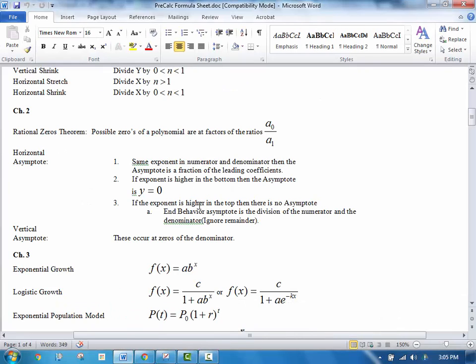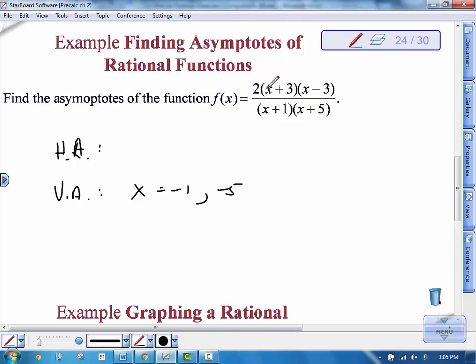So that's right here. It gives you all the information you need. Okay, now horizontal asymptotes, we actually have the same exponent in the numerator and the denominator for this problem, because if you FOIL this out and put it in standard form, you'd end up with 2x squared for your first term, and this one you'd end up with x squared at the bottom.